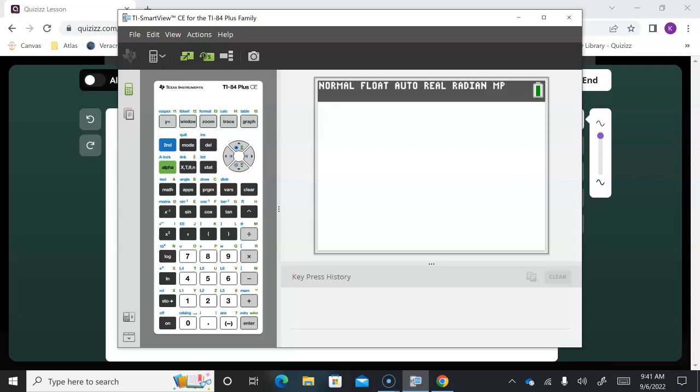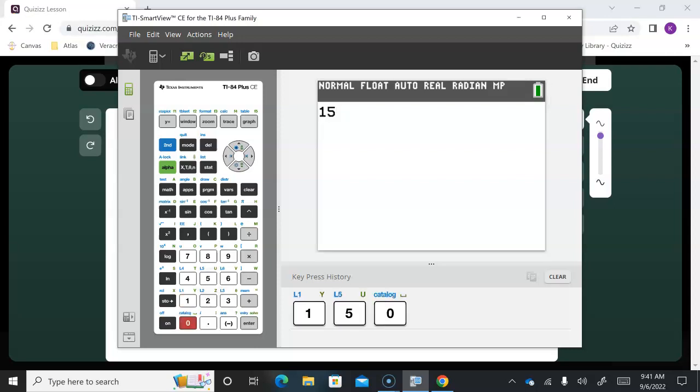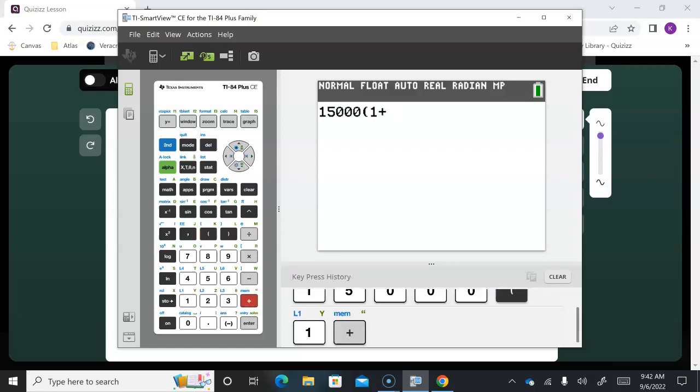15,000. Okay? So type in 15,000. Now, the next part's in parentheses. So, start a parenthesis. Alright, what's the next number? 1 plus.